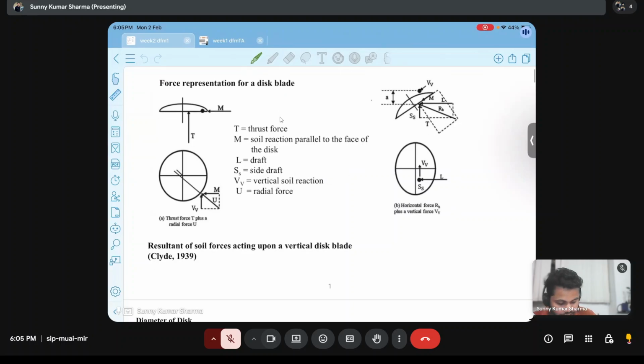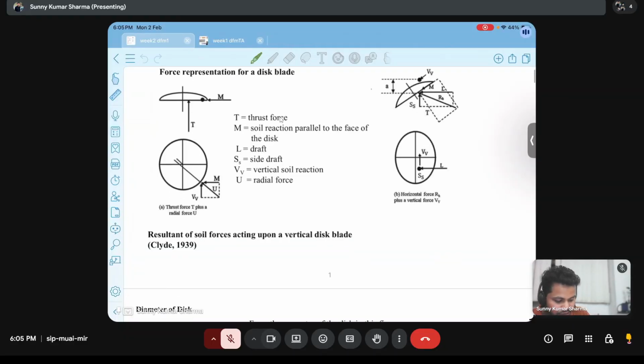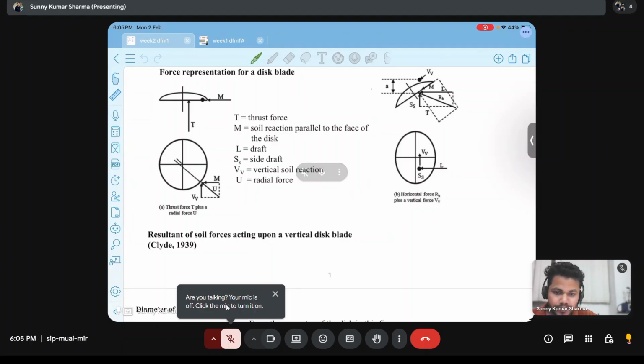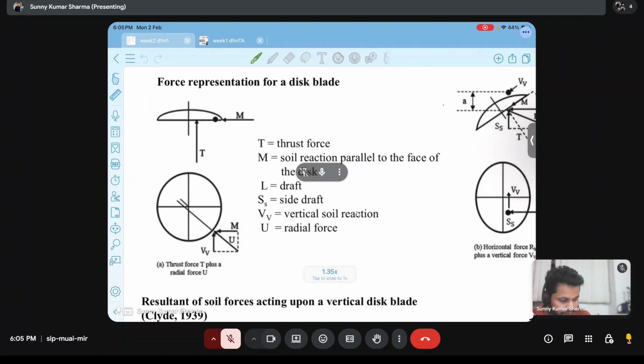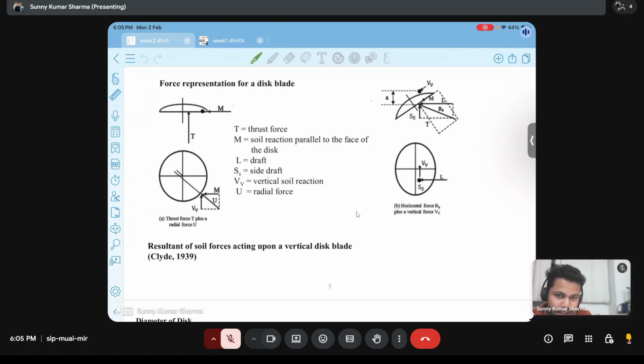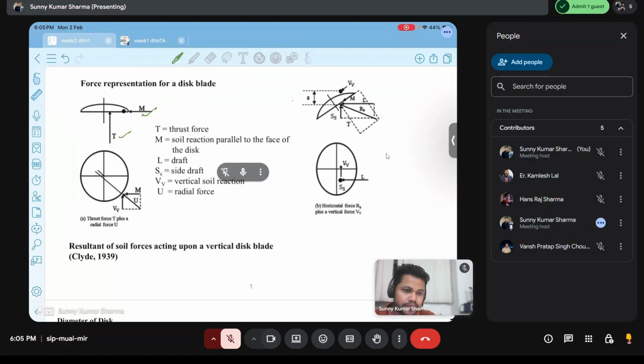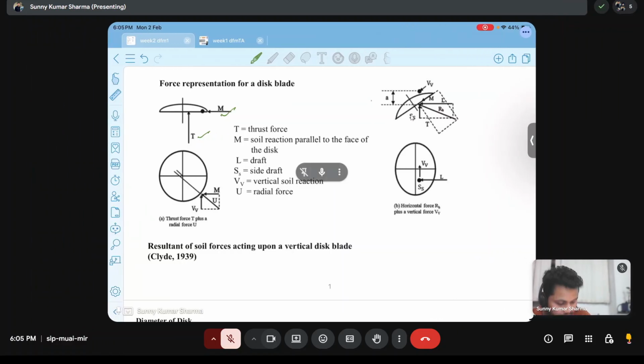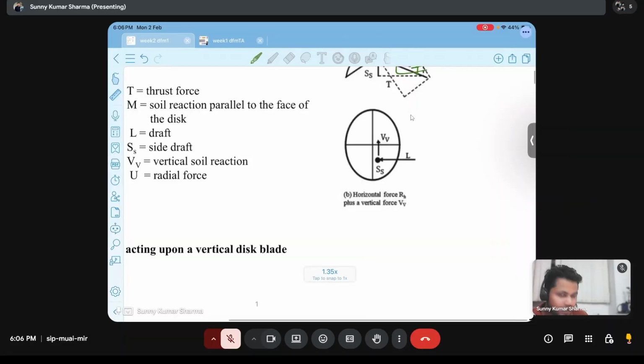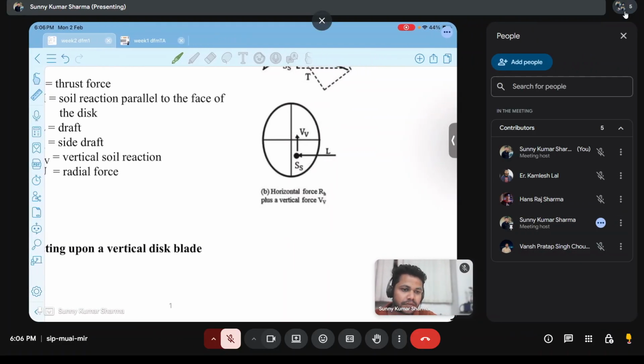In the last class, someone was asking about the forces acting on the disc plow. So these are the forces which act on the disc plow. Mainly, the forces of importance to us are the moment force and the thrust force. The resultant of this moment and thrust is denoted by RH. The concept of RH we discussed in the last class. What is RH?